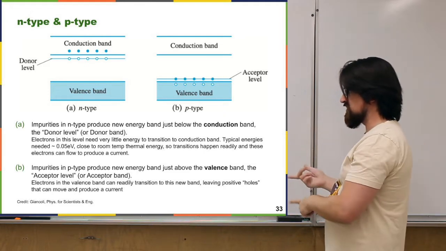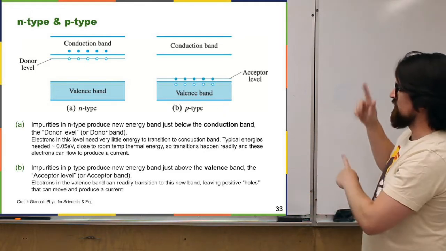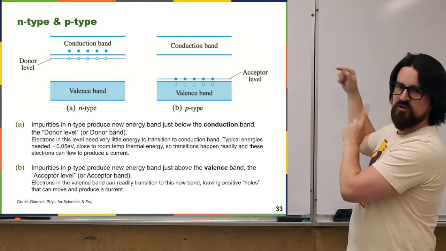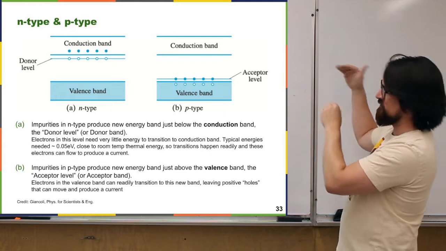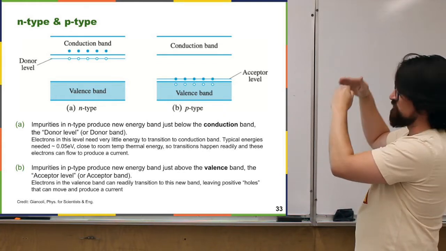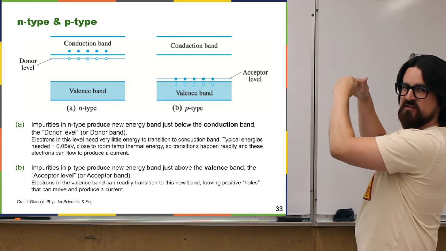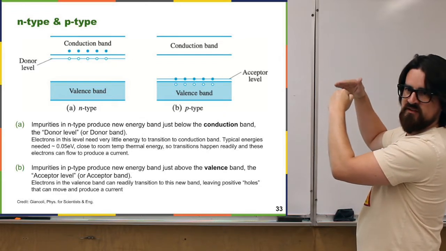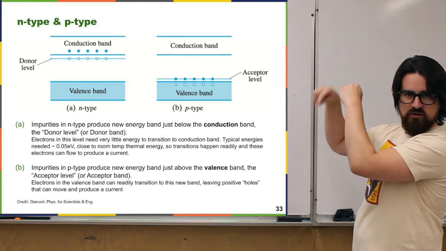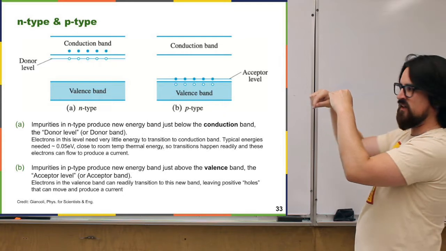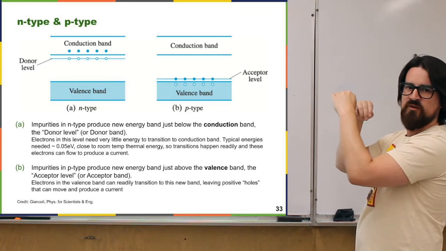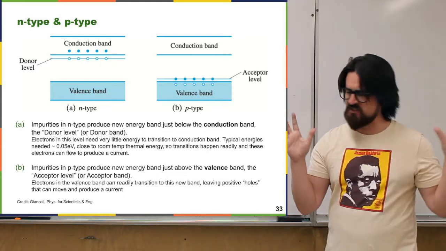In the p-type semiconductors, you end up creating a new band as well, except it's much closer to the valence band. It's just above the valence band. So the electrons in the valence band have really not that much of an energy gap between there and the acceptor level, or the acceptor band. They can fairly easily bump up into that acceptor band, which leaves a hole in the valence band. And now that hole can start acting like a positive charge that can move around. I hope that makes sense.